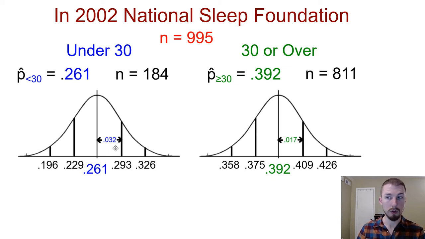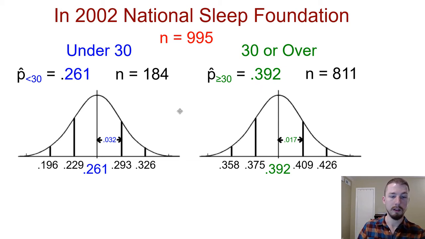And all that, as long as they're independent, will be put together with the Pythagorean theorem of statistics to give us the standard deviation for the sum or the difference, which we're looking for the differences between these two, of two random events. For the people under the age of 30, they found a proportion of 26.1% of them snored, but if you were over the age of 30, 39.2% of them snored.